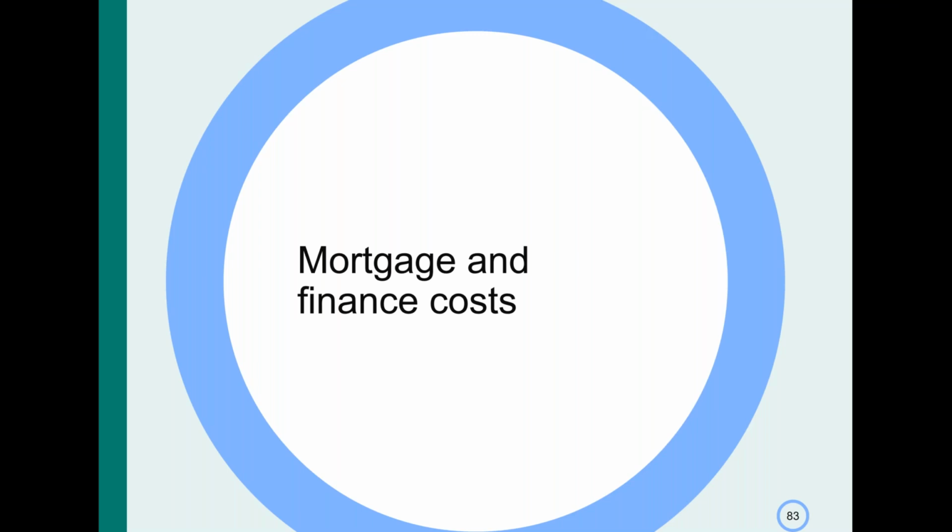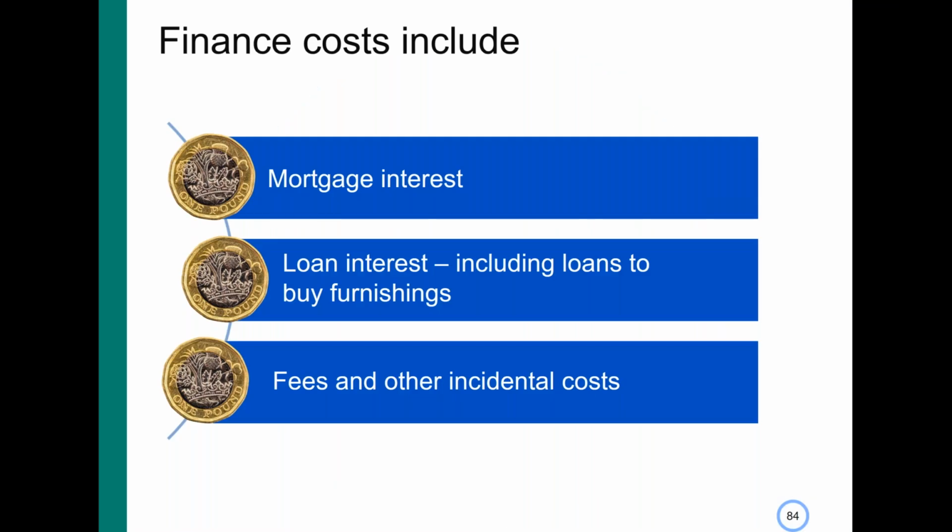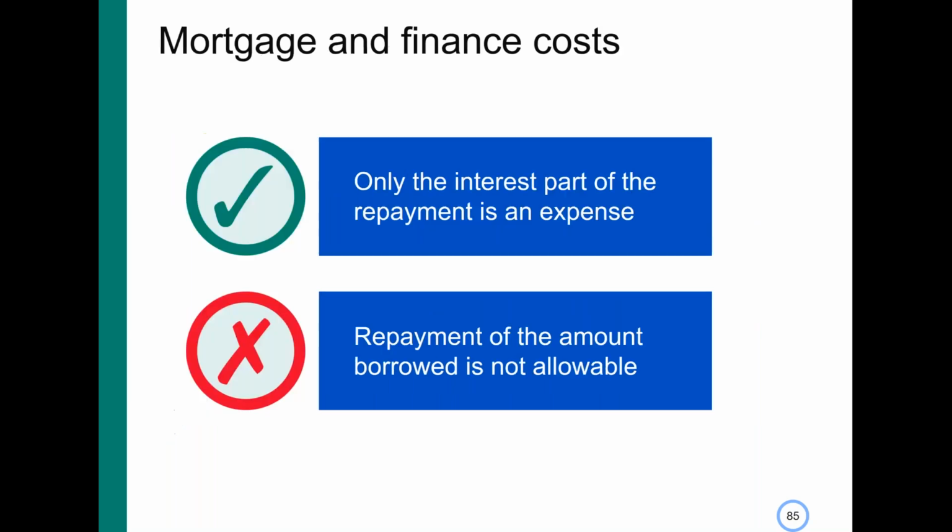We're now going to look at mortgage and finance costs. Finance costs include interest on mortgages and loans. This includes loans to buy furnishings. Other finance costs, such as fees and the related costs of getting or repaying a mortgage or loan, are also allowable costs. Only the interest part of a mortgage or loan repayment is an expense. Repayments of the amount borrowed are not allowable. These are known as capital repayments.